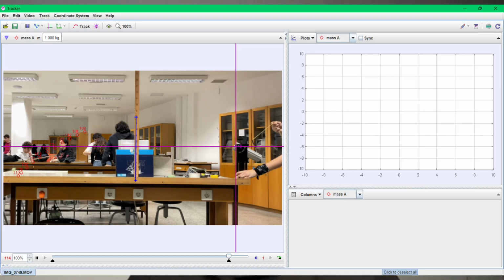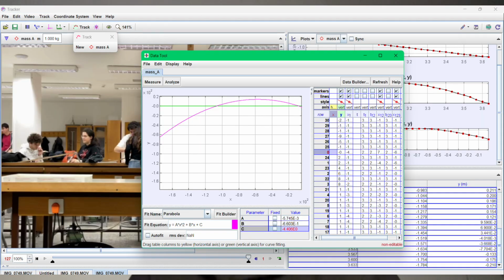Here's the video imported into Tracker. First, I calibrated the scale using the meter stick. Then I marked the position of the ball frame by frame to get the x and y coordinates of the motion. After tracking enough points, I switched the graph to y versus x to see the parabolic shape. Then I applied a quadratic fit. These are my fitted parameters.